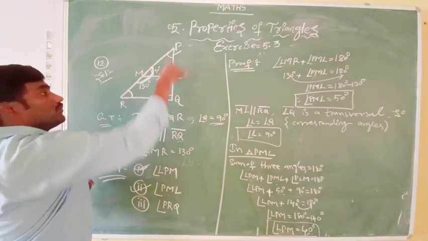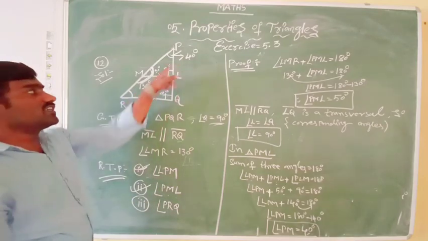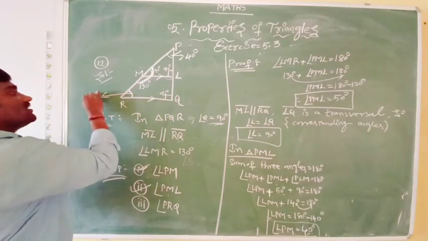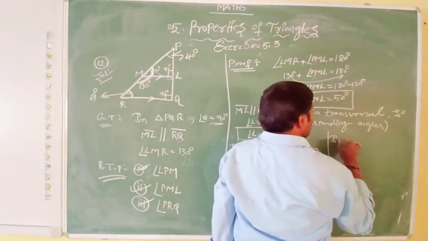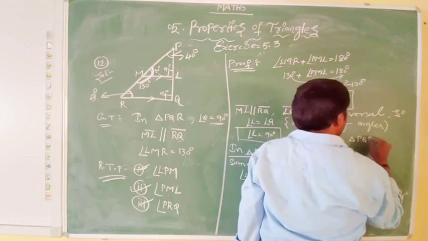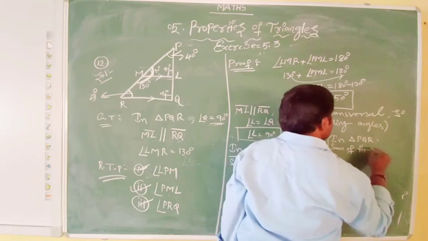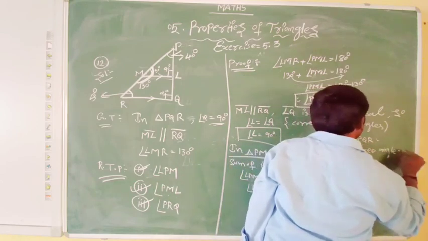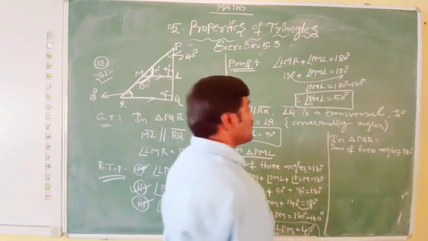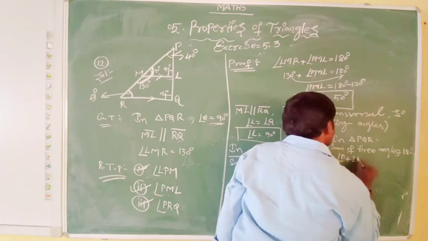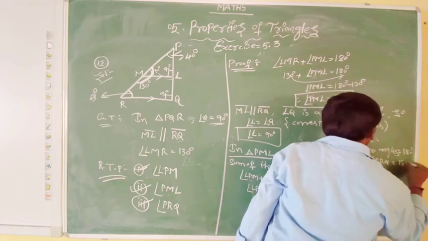See, in triangle PQR, this is 40 degrees, this is 90 degrees. So 130 degrees are completed. The remaining we are going to get, that is 50 degrees. That is what we need to find out here. Let us find out in triangle PQR, the sum of three angles is equal to 180 degrees. What are the three angles here? Angle P plus angle Q plus angle R, which is PRQ, equals 180 degrees.